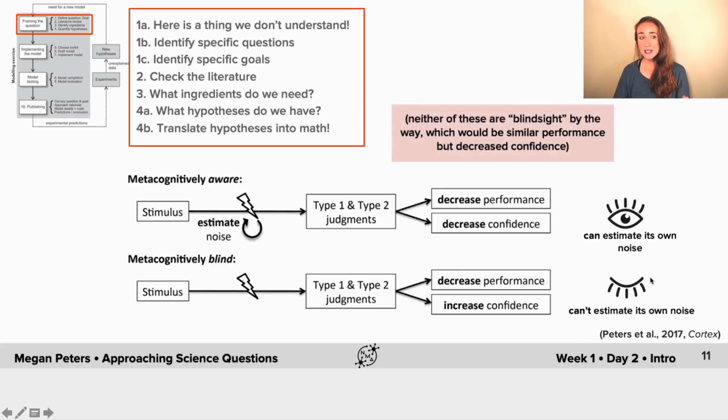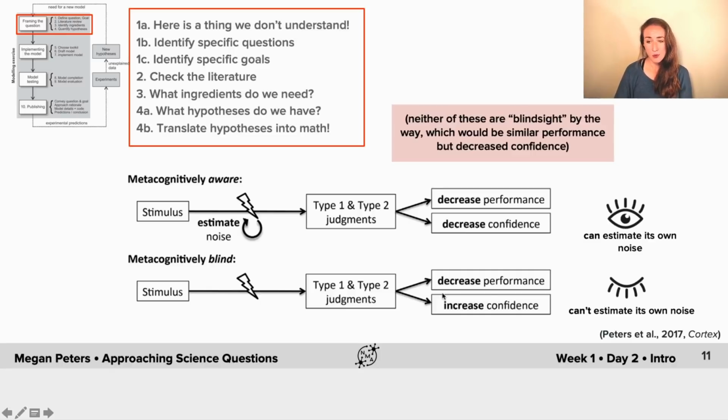And by the way, neither of these are actually blindsight. This would be the opposite of blindsight, but that's because, again, in our behavior and in the previous studies, we saw this kind of behavior and sometimes this kind of behavior, but never the opposite. Okay, and so now we're in a position to specify the expected decisions and confidence judgments from both of these models mathematically. I'm skipping the details.